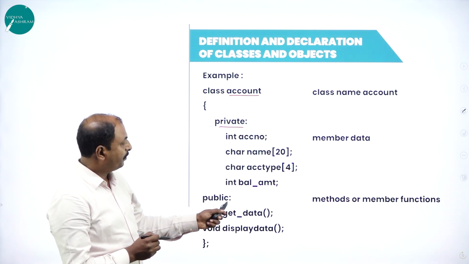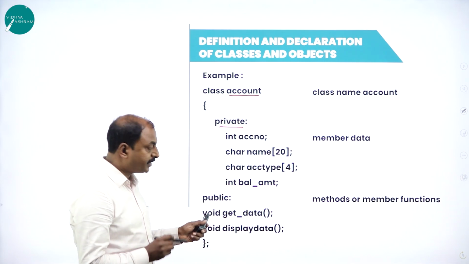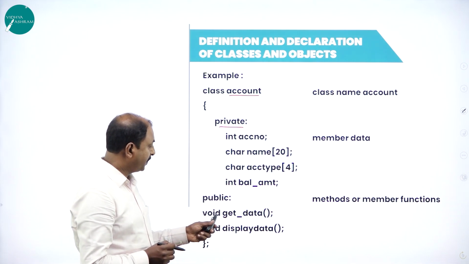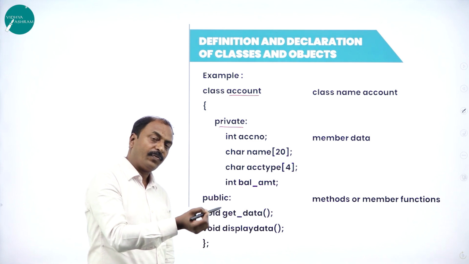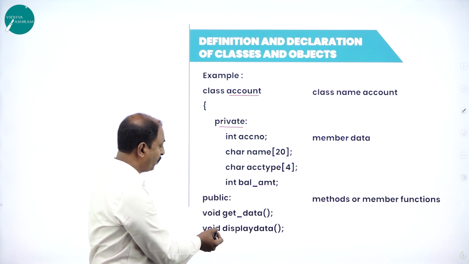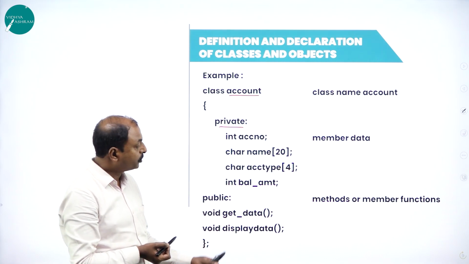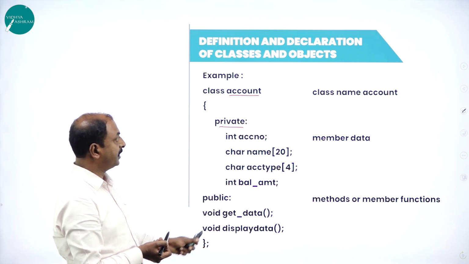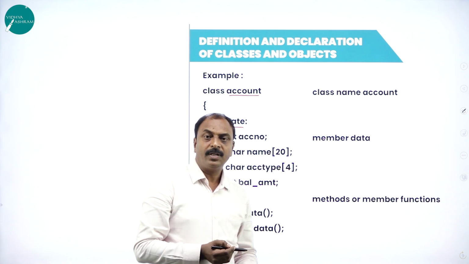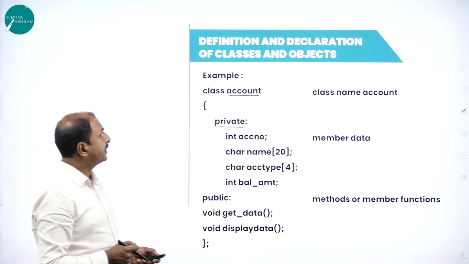And under public, we are defining functions or member methods. In this example, void get data is a method or a function, and void display data is another function defined inside this class. So this is an example of how to define a class. Now let us see the next slide.